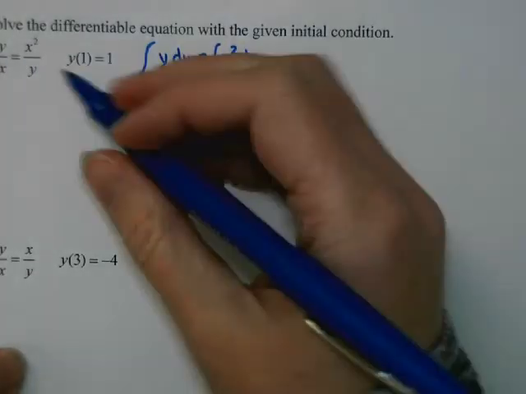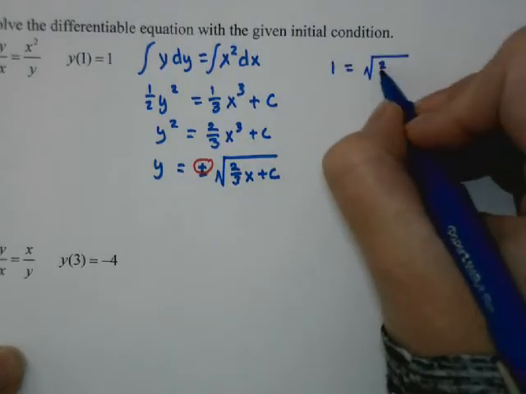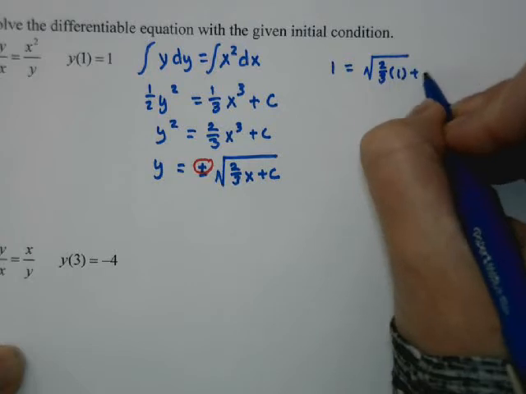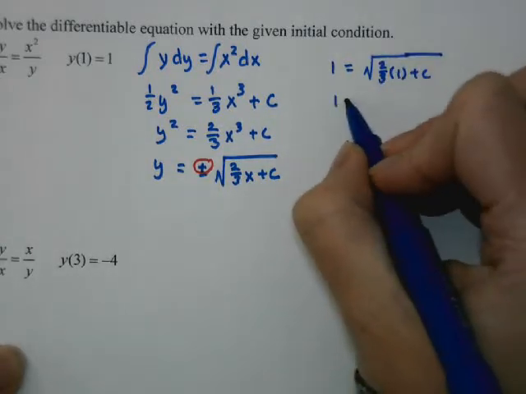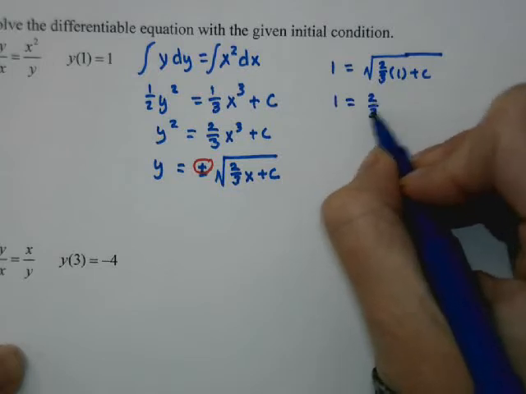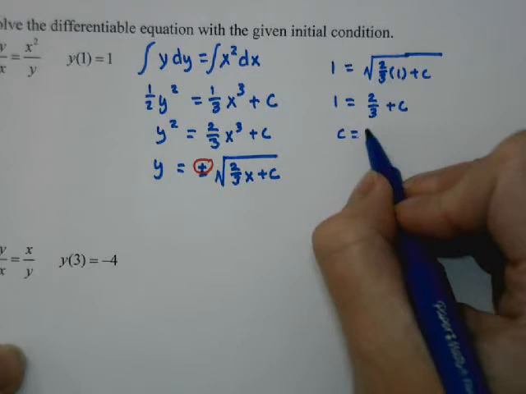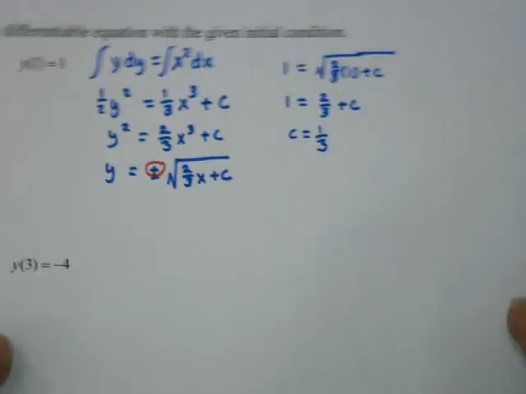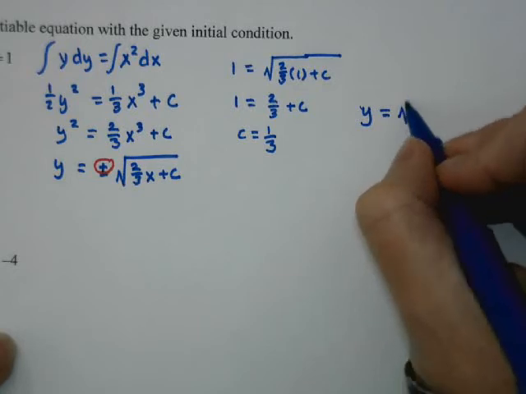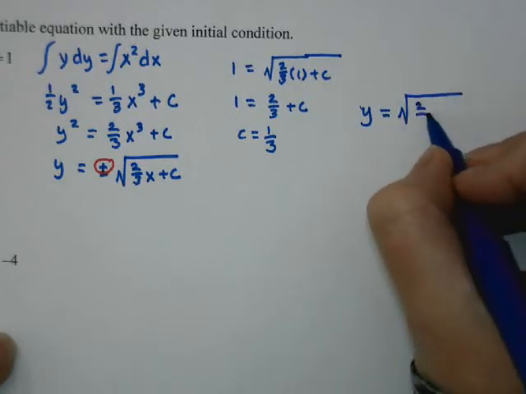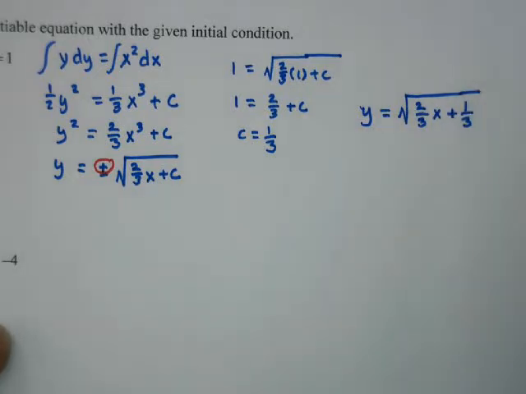So I'll solve for my initial condition, 1, 1. So 1 equals positive square root of 2/3 times 1 plus c. So we're solving this for c. I'll square both sides. And then subtract 2/3. So c is equal to 1/3. So now we put all this together. My function is y equals positive square root of 2/3 x cubed plus 1/3.